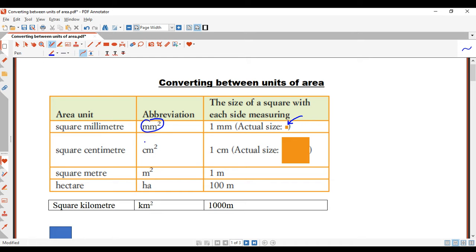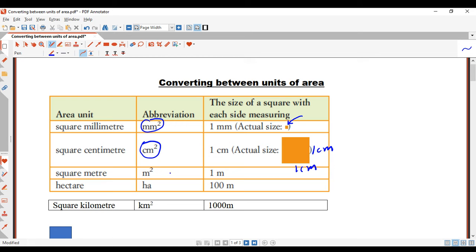Next, we have a square centimetre, and this is how we write the square centimetre, centimetre with the power of 2. And this is the actual size of a square centimetre. So it's 1 centimetre high and 1 centimetre wide. So compare the square millimetre to the square centimetre. You can see the square centimetre is much bigger.